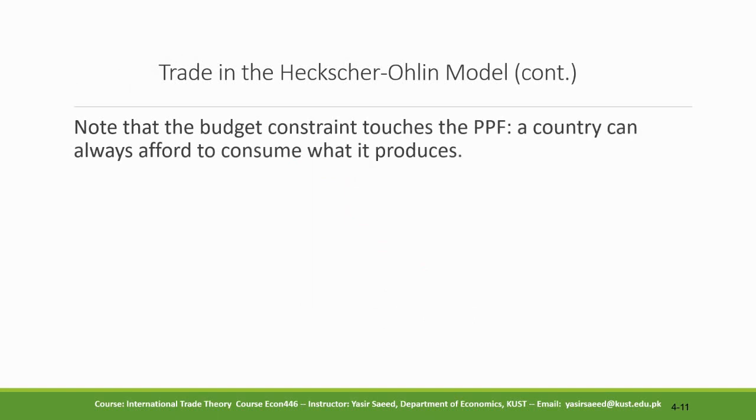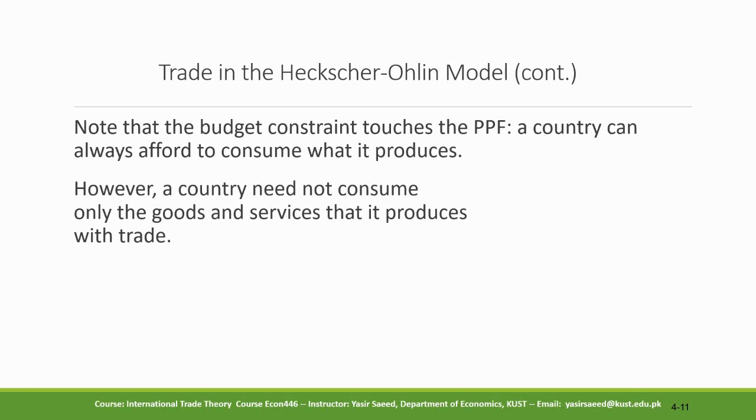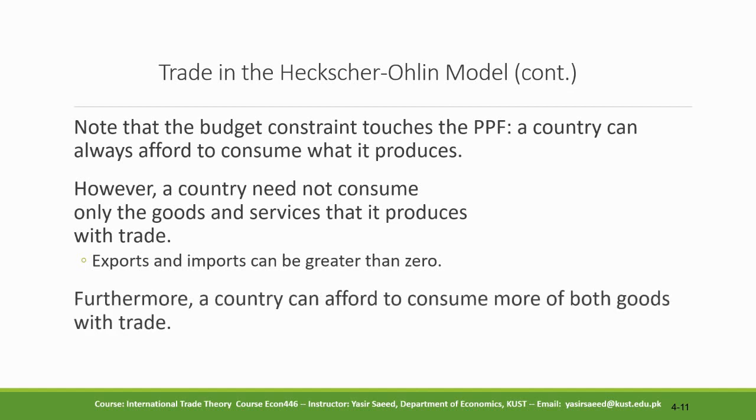Note that the budget constraint touches the PPF. A country can always afford to consume what it produces. As we have discussed earlier, we can consume equal to the value of our production. However, a country need not consume only the goods and services that it produces with trade. Exports and imports can be greater than 0. Furthermore, a country can afford to consume more of both goods with trade. If you want to consume more, we can trade for the extra quantity.